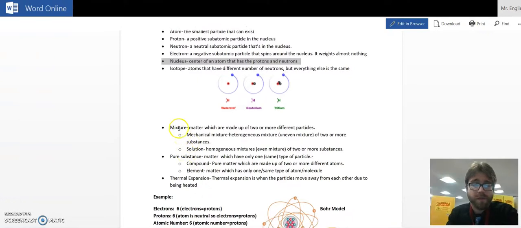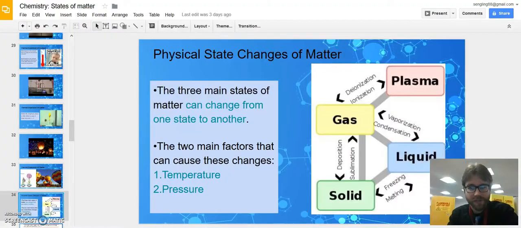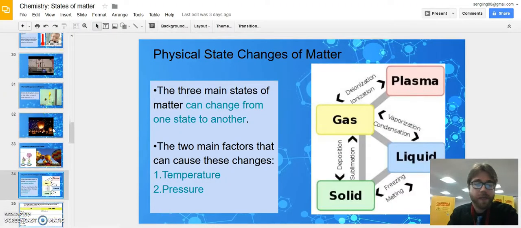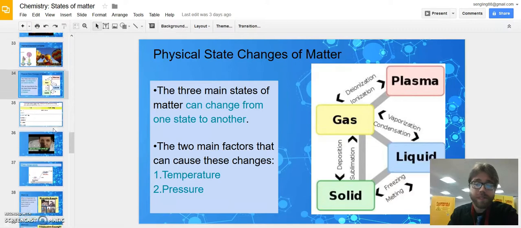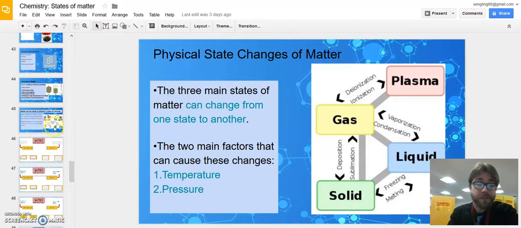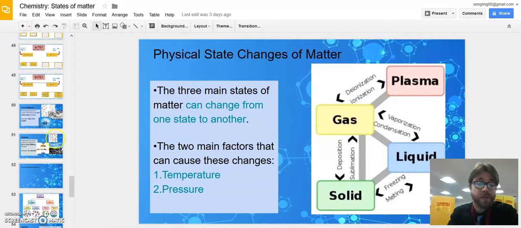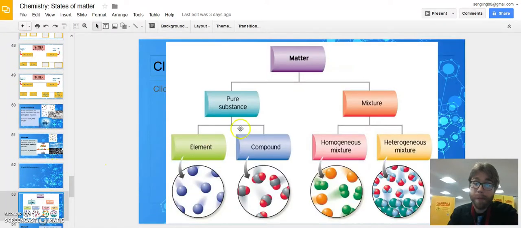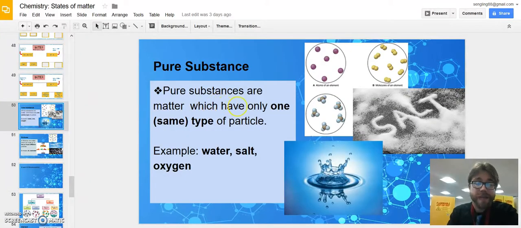Alright, so a couple of other things we need to go over, besides just talking about the atom, is talking about just what makes up matter. So we can organize matter into two different things. We can organize matter into pure substances or mixtures. A pure substance is matter that only has one type of particle.